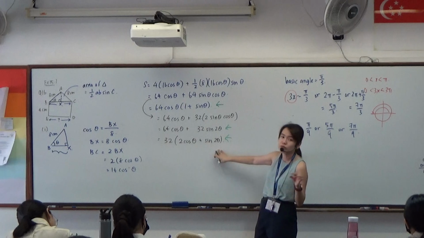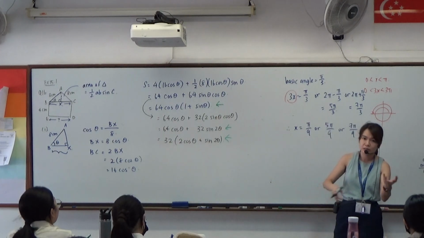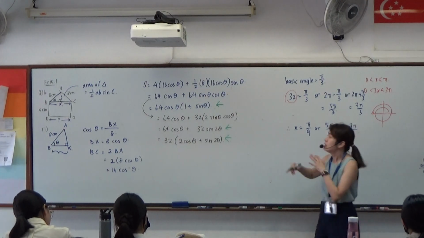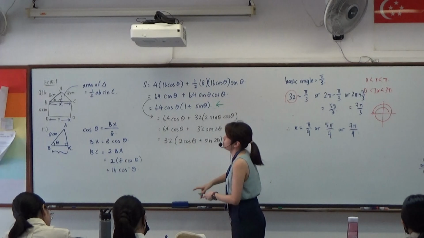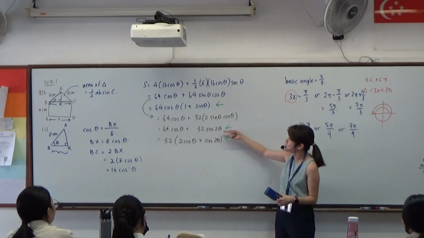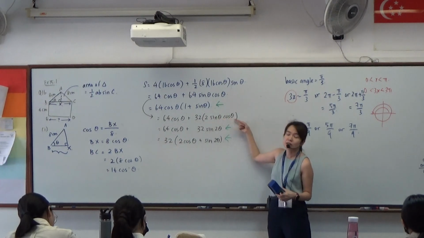Why? Because you never know whether the question is expecting you to show towards something. This question didn't ask you to show towards something, so any of these three will be acceptable. But what if they want you to show this? Then we must know how do we arrive there, and that is by using our sine double angle.